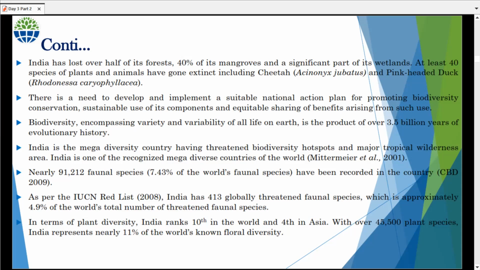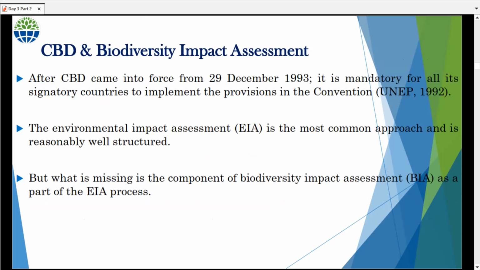So India is a mega-diversity country, and here some threatened biodiversity hotspots are there with tropical wilderness areas. As per IUCN, more than 413 globally threatened species, about 4.9% in the world, are found in India only. The CBD, the Convention on Biological Diversity, came into force on 29 December 1993. Now it is mandatory for all its signatory parties or countries to implement the provisions of the CBD. EIA is the most common approach where we can structure biodiversity offsets.